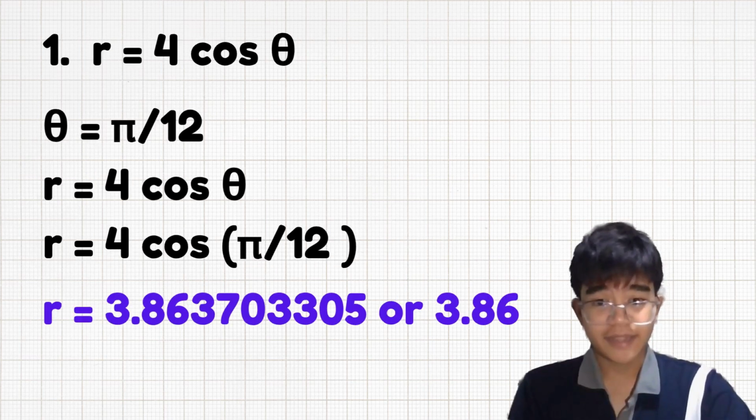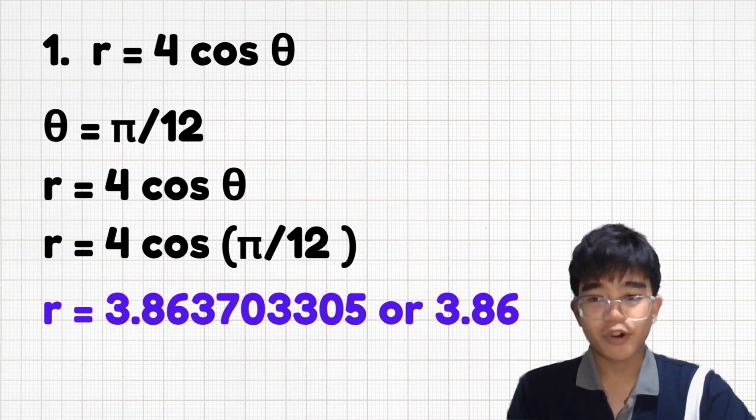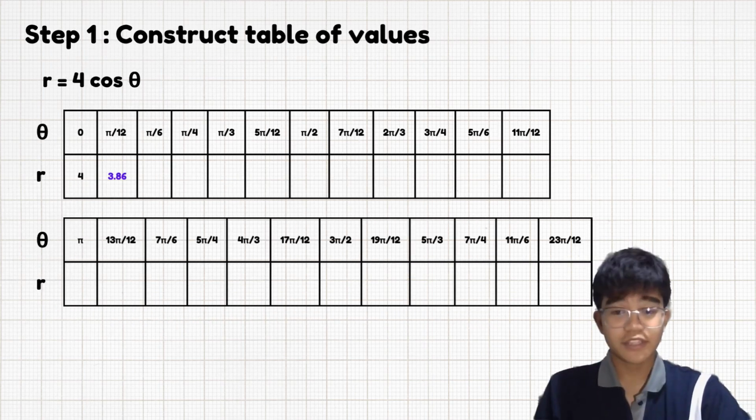Next, if theta is equal to pi over 12, using the same steps earlier, we have r is equal to 4 cosine theta, which we substitute, so we have 4 cosine pi over 12. Using our scientific calculator, note that it should be in radians, we will have 3.86 if we round to the nearest hundredth, two decimal places. So, if theta is pi over 12, the radius is equal to 3.86.